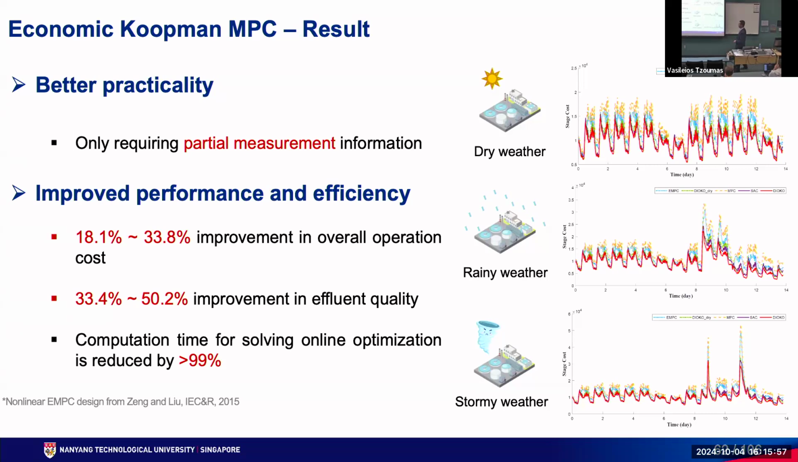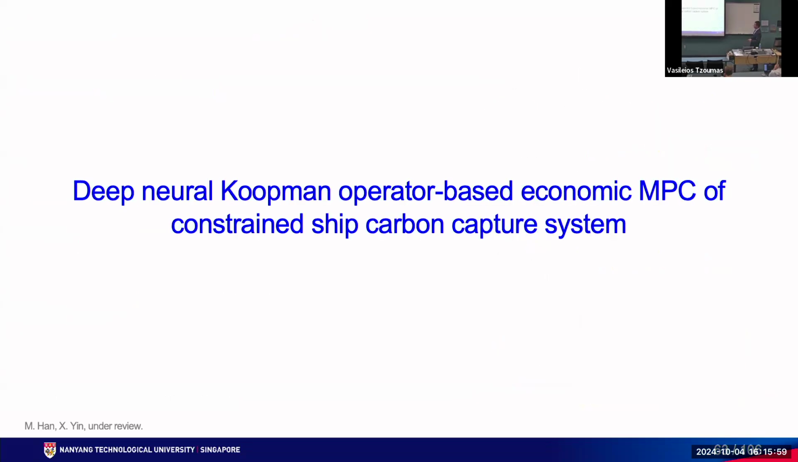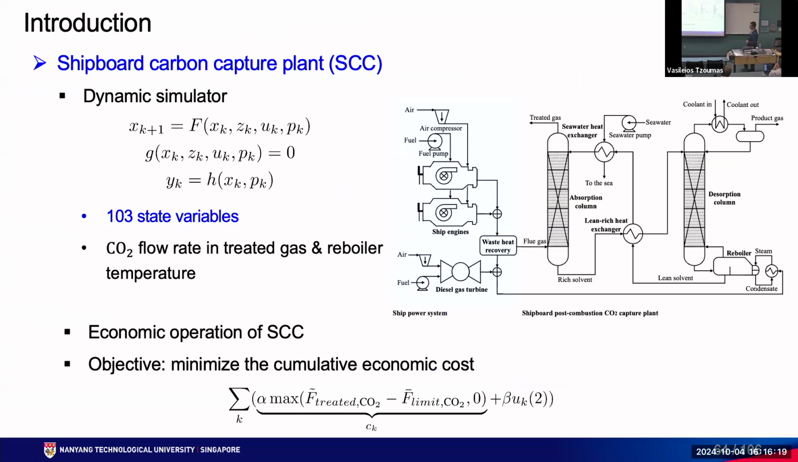We have seen significant improvements, and we further extended this idea to address the problem in a more systematic way. And this is a grant-oriented research topic. This is deep learning-based Koopman modeling and economic MPC of a shipboard carbon capture process. So I will just go through the details very quickly.